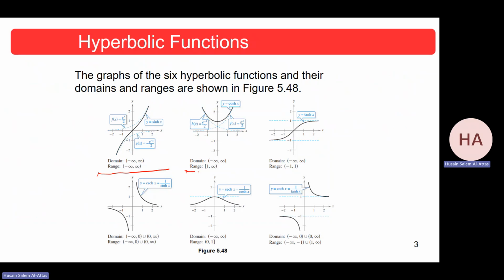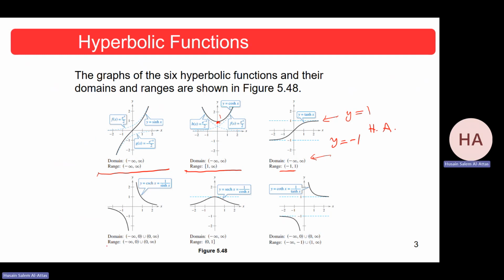Cosine hyperbolic. Now, if you notice, this is similar to x squared plus 1 somehow. So the domain is minus infinity to infinity, but the range is from 1 to infinity. Tan hyperbolic: the domain is still minus infinity to infinity, but the range is minus 1 to 1, both open, where I have horizontal asymptotes y equals 1 and y equals minus 1.